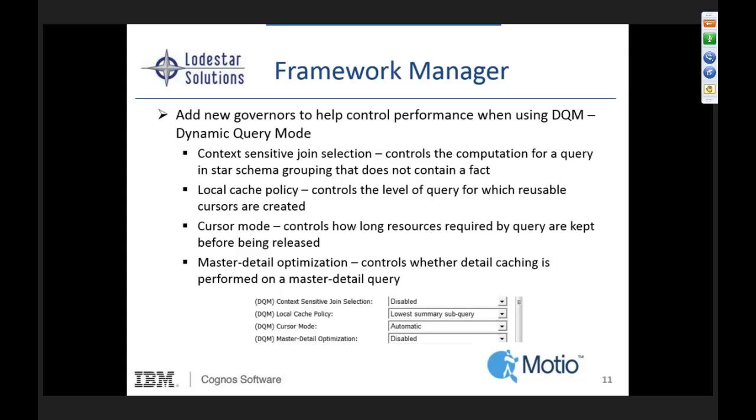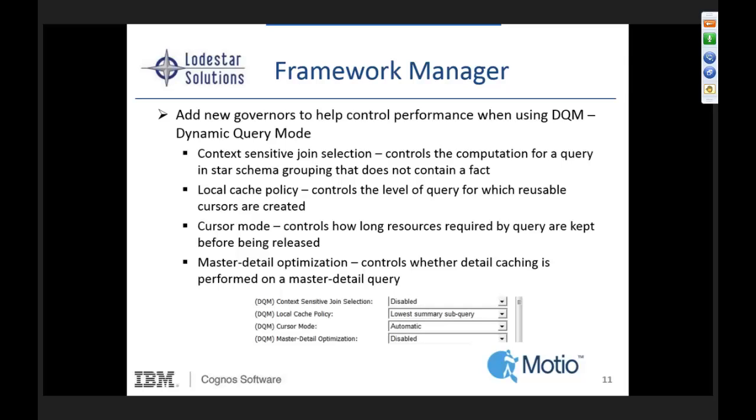There have been a few additions to Framework Manager, and these specifically relate to dynamic query mode. Dynamic query mode is the 64-bit query engine that uses a lot of caching to speed up query response. So big data, again, using dynamic query mode to help speed things up. They've added a few filters. The first one is the context-sensitive join selection. What this does is control the computation for a query in a star schema grouping that does not contain a fact.